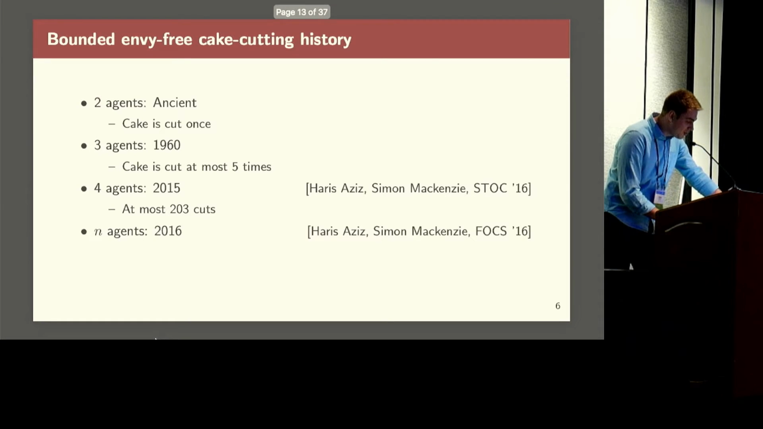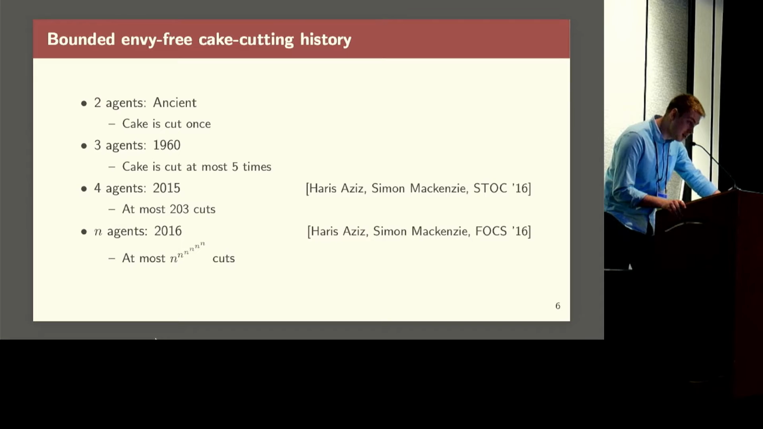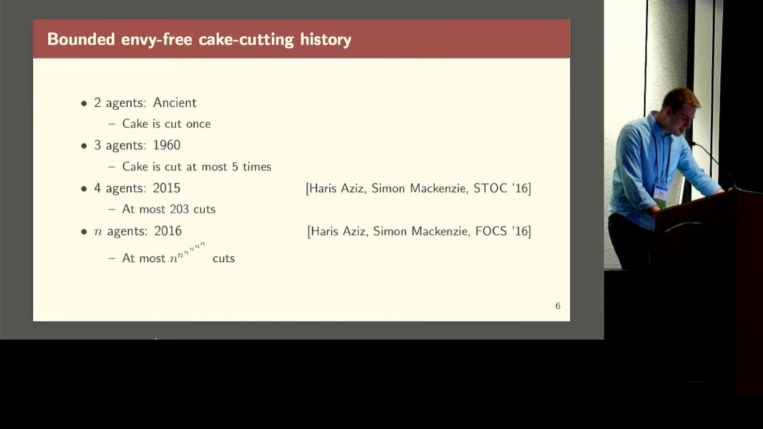Now, the same researchers a year later generalized this to an arbitrary number of agents. You guys ready for the bound? N to the n to the n to the n to the n. Quite a bit. You might already be able to tell this problem's pretty hard. Now, let's take a look at the 4-agent one despite this.